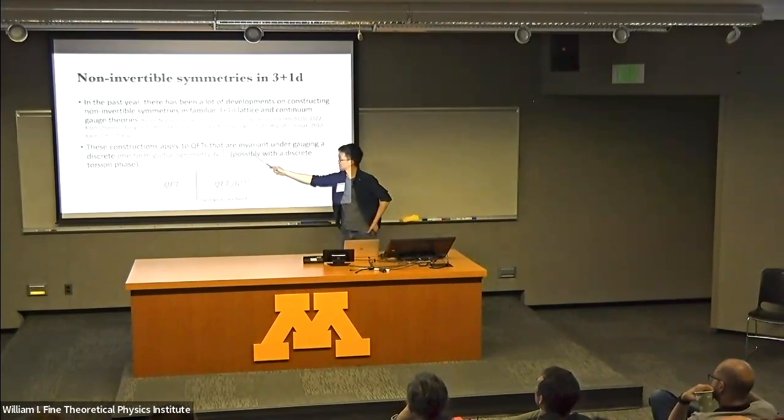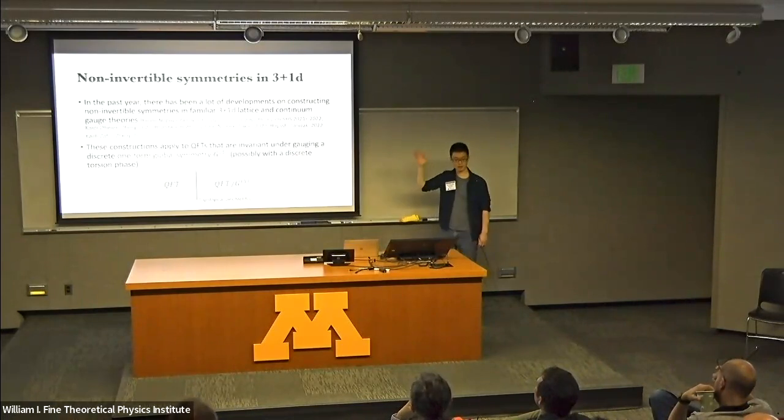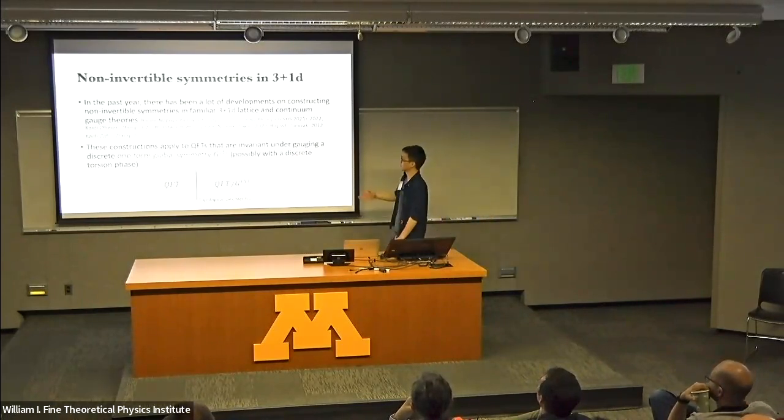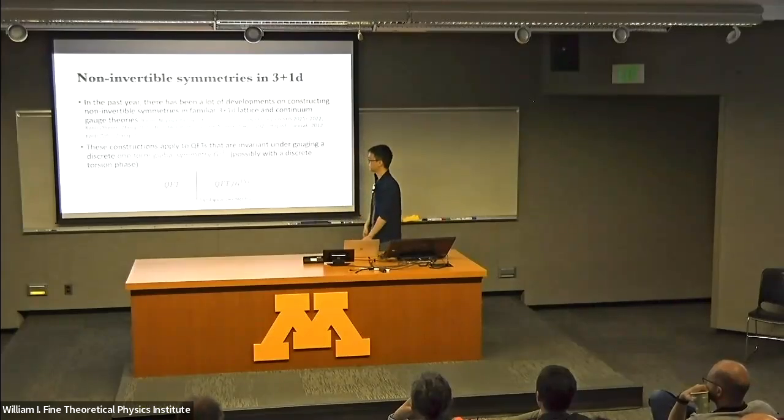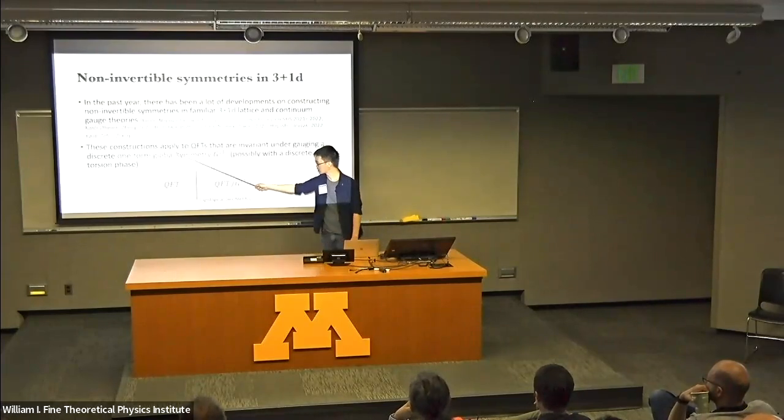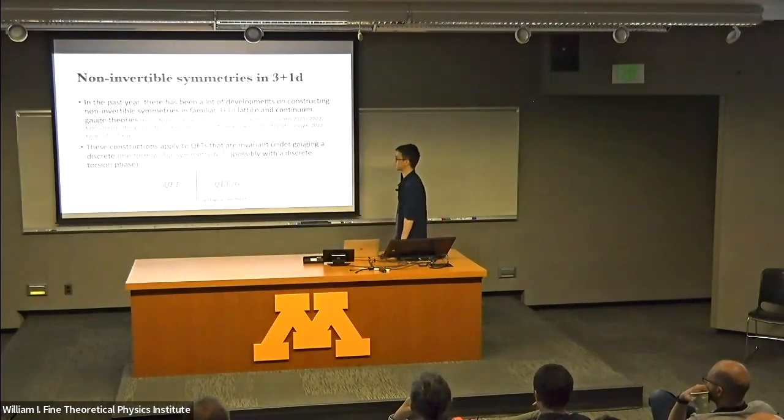So this is a list of references that happened in just the last few months. These examples include the free Maxwell theory for n equals 4, etc. This construction applies to quantum field theories that are invariant under gauging a discrete one-form symmetry. And the construction goes as follows.